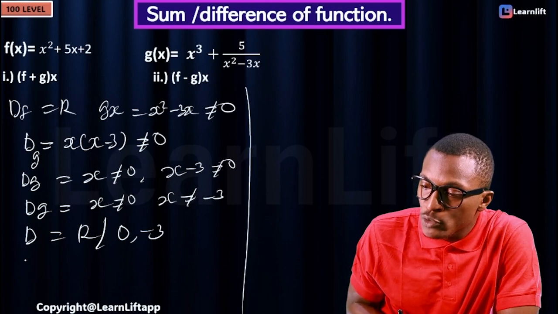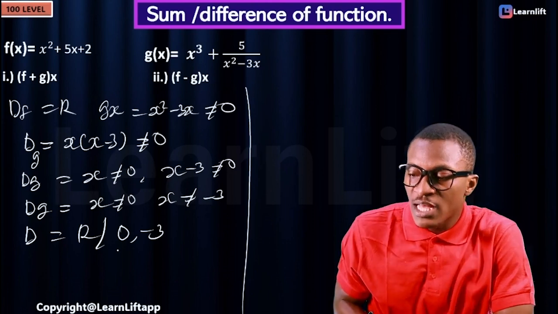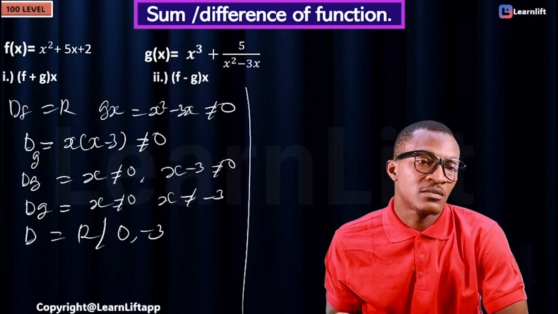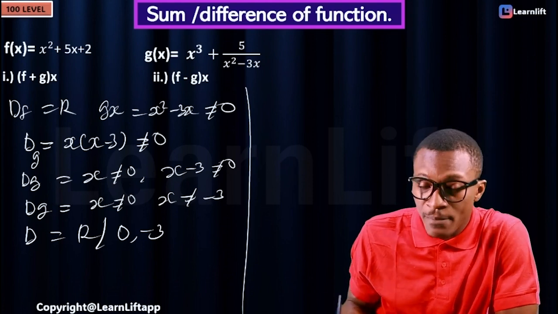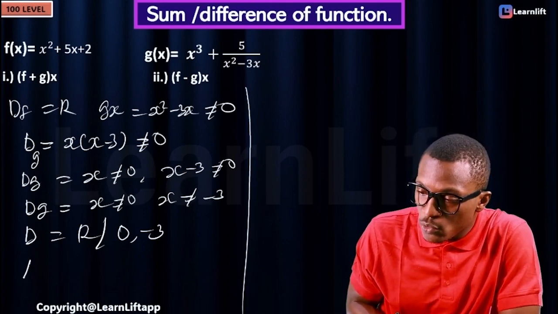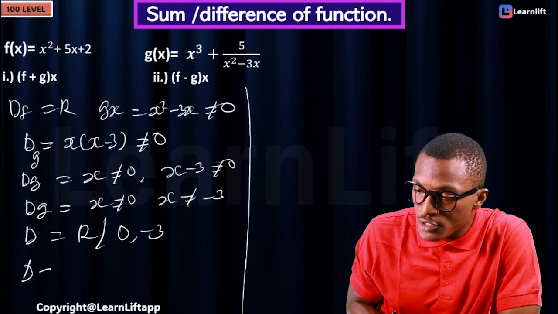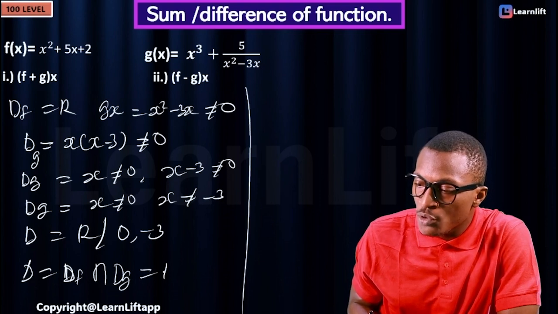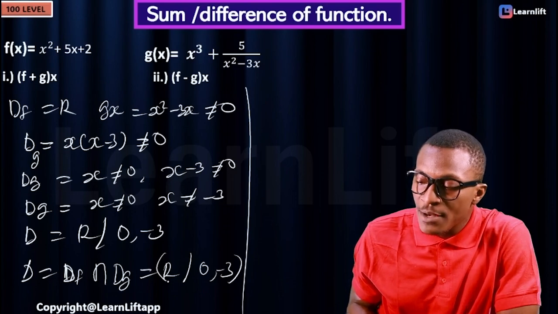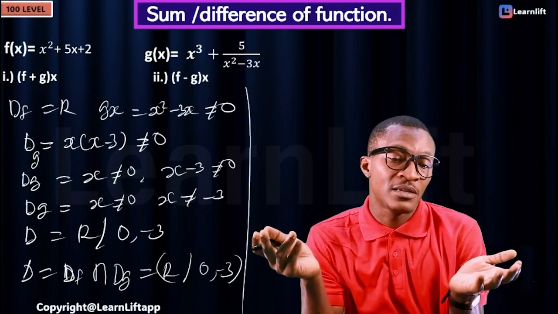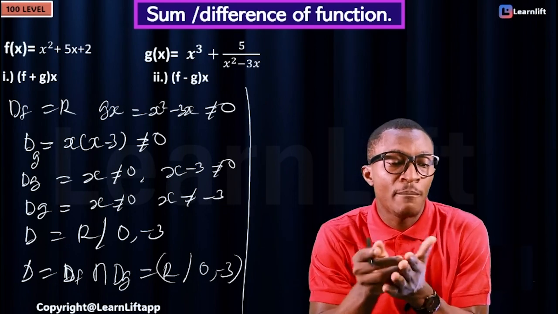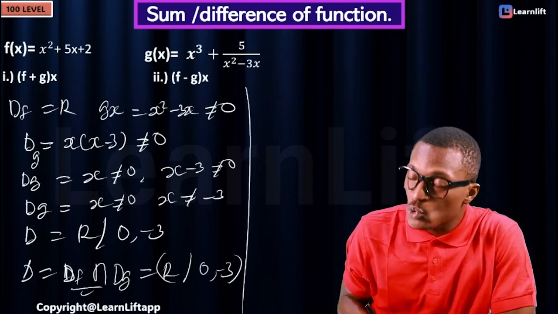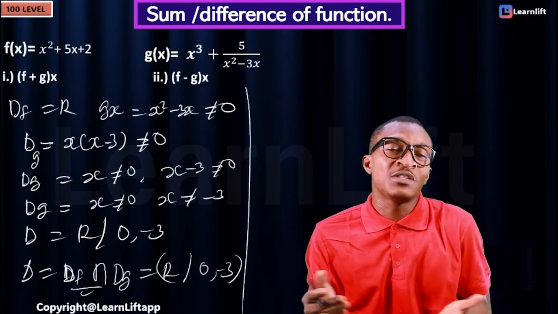Now, for both of them, we take the domain intersection. Now 0 and 3 too are real numbers. So if you combine both of them together, we can say the domain is equal to the domain of f intersect the domain of g, which is the real numbers except what? 0 and minus 3. I combine them because the first one is all real numbers, the second one is all real numbers except minus 3. So I combine both of them together. That's just their domain. We will just solve it, not that it has any implication.